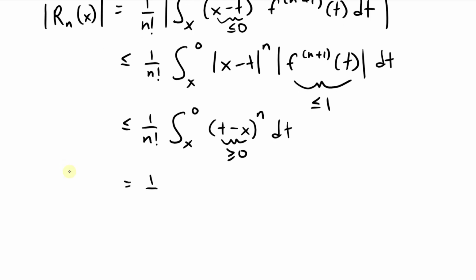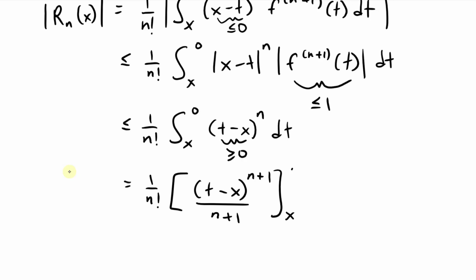This equals 1 over n factorial, and now we get (t minus x). The integral of this is (t minus x) to the n plus 1, divided by n plus 1. By the chain rule, there's nothing in front of the t because we already moved it, so just leave it like that. This is evaluated from x to 0.